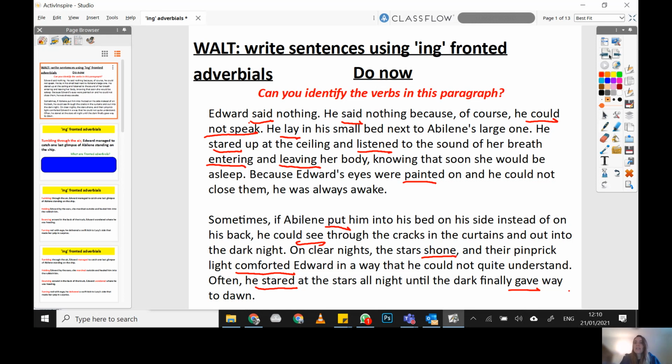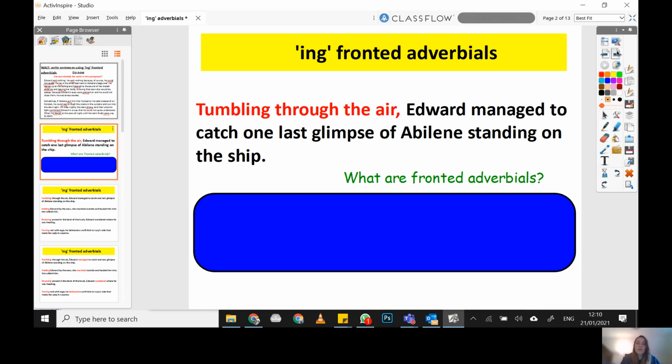So we're going to be looking at fronted adverbials today, which we've done loads of for almost all of our writing this year, so we should be pretty confident with them. However, we're specifically looking at fronted adverbials that end in ing. So I've got a fronted adverbial on the screen in front of you that says, tumbling through the air, Edward managed to catch one last glimpse of Aibileen standing on the ship.